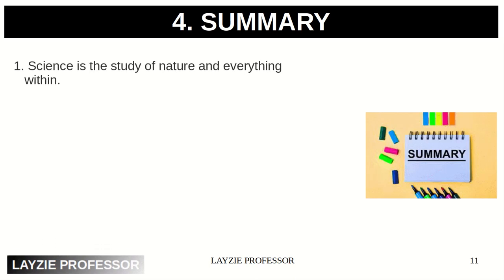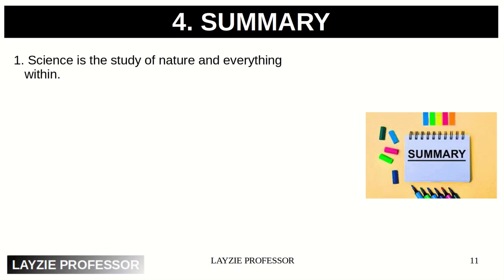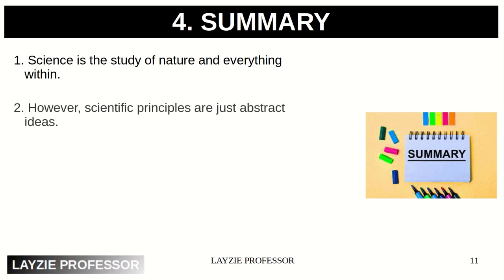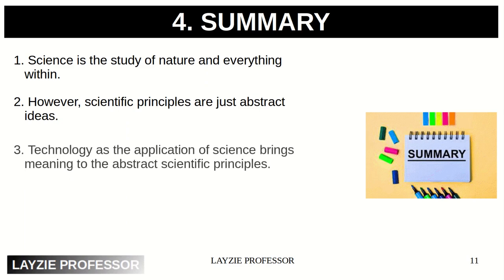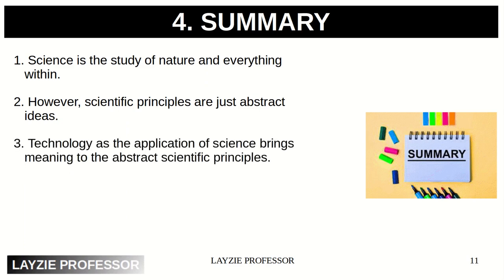So, in summary, science is the study of nature and everything within the environment. However, the scientific principles we get when we study nature are just abstract ideas that may not necessarily have meaning to the ordinary person. However, technology as the application of these abstract scientific ideas actually brings meaning to these basic scientific principles, because technology brings the scientific principles to a level where they can actually be applied directly to make some kind of impact on human life.